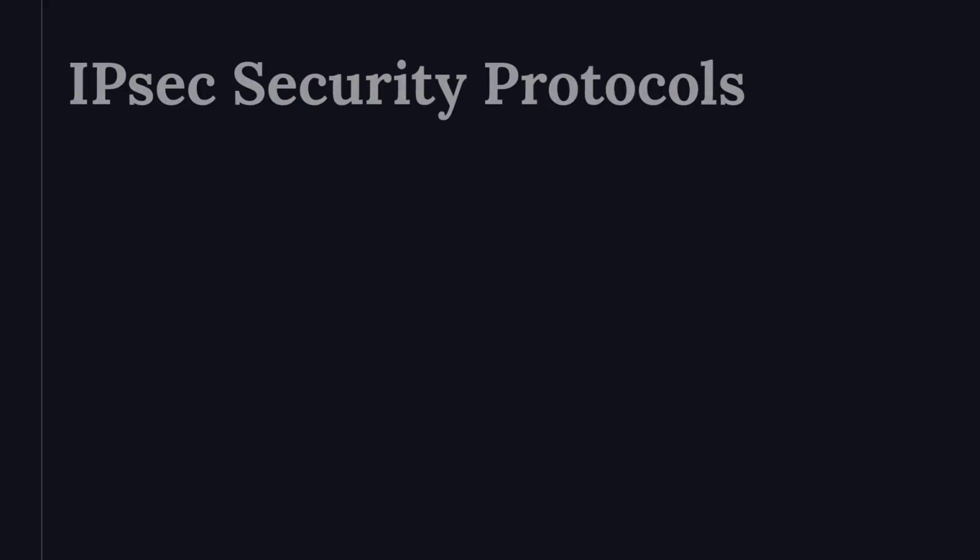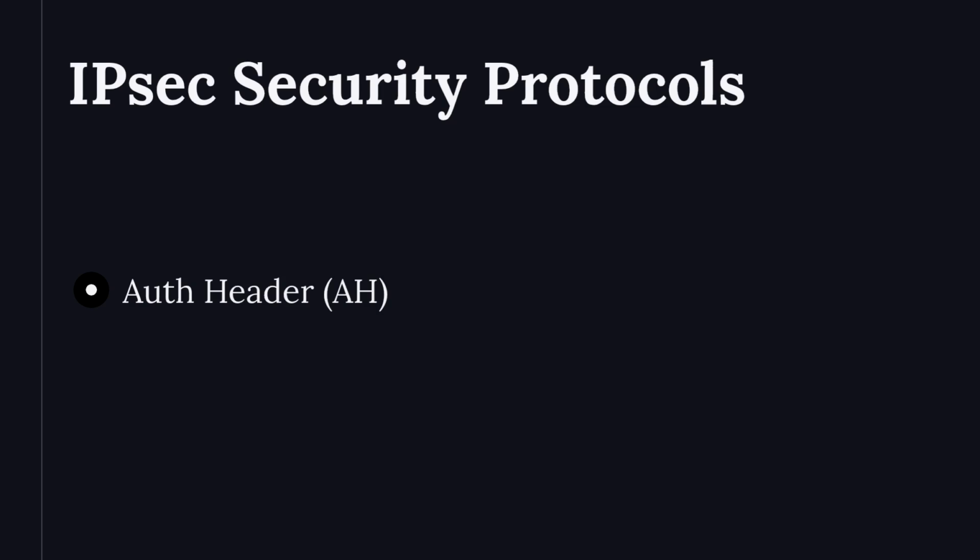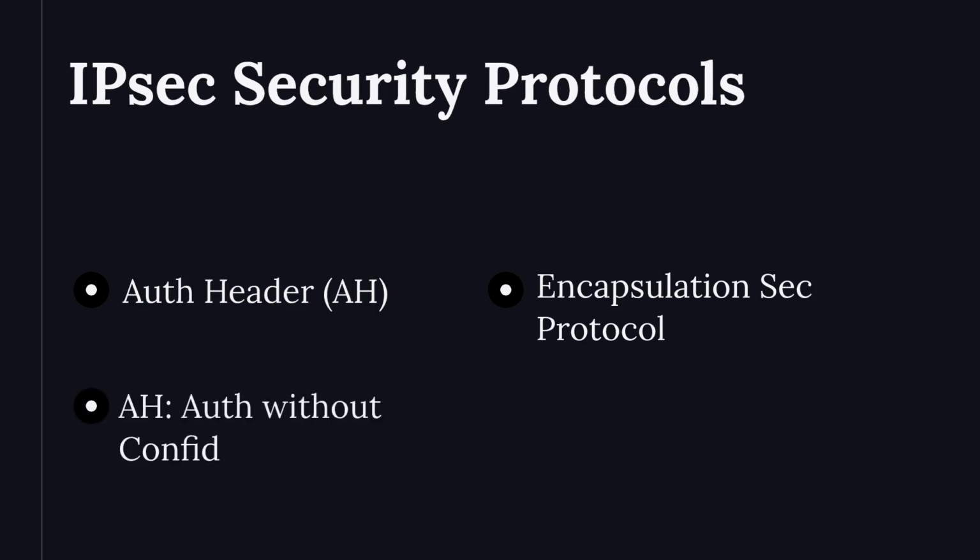IPsec uses Authentication Header or Encapsulation Security Protocol. AH is for authentication without confidentiality. ESP provides both confidentiality and authentication. The choice influences available security features. It is a foundational decision in IPsec deployment.